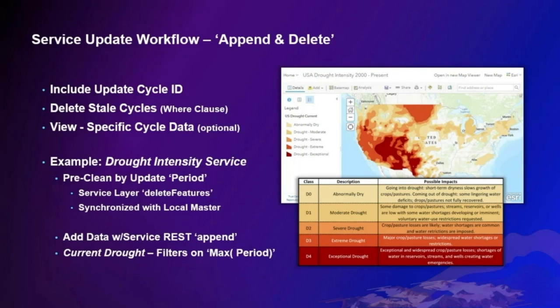In this case, with the drought intensity service, the current drought is actually a filter on the historical drought intensity layer, and we're filtering it by maximum period. So all you see is the most recent period presented.